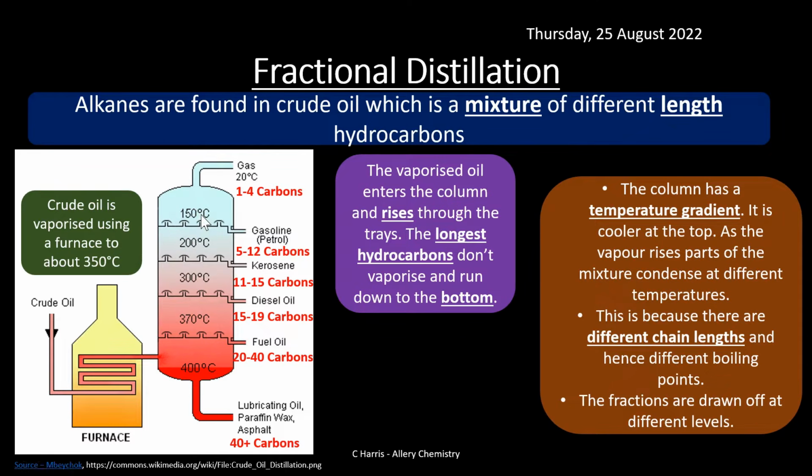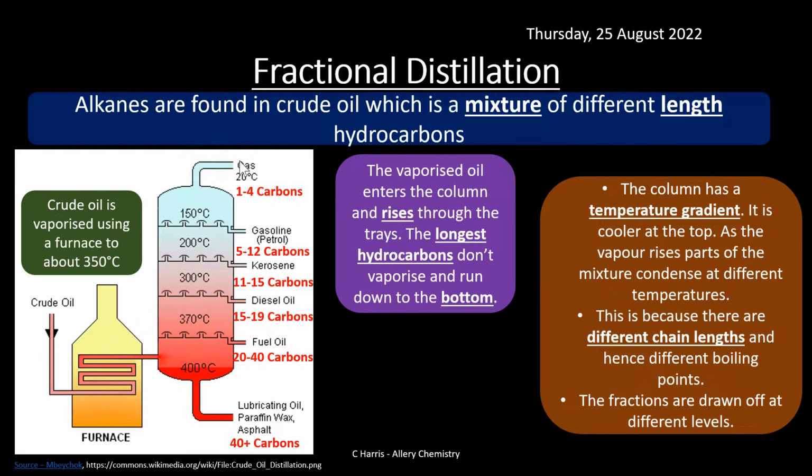And the reason for that is your longer chain hydrocarbons, so the ones with say 15 to 19 carbon chains, have a higher boiling point, and therefore they will condense first at 370 degrees Celsius. Ones with shorter hydrocarbon chains will remain a gas a lot higher up, so they'll condense at this point. Some of them won't condense at all, even at room temperature, and will still come out as a gas at the top.